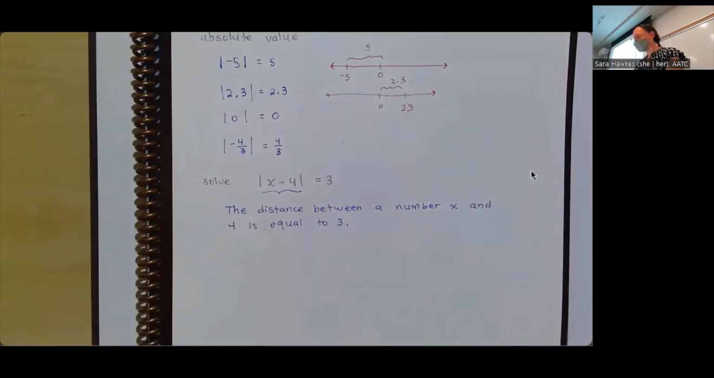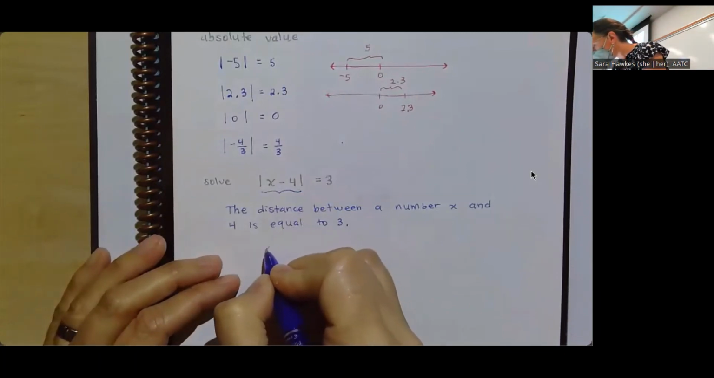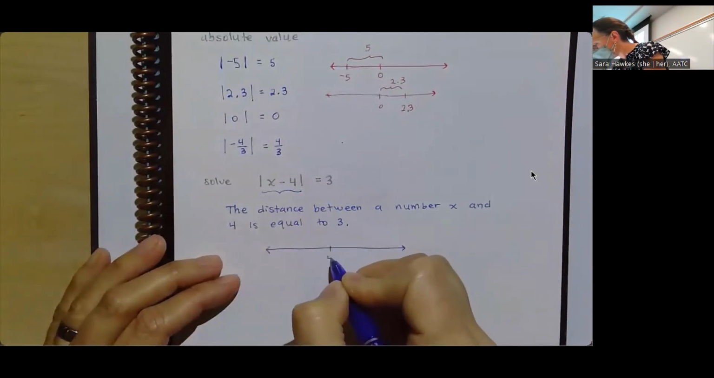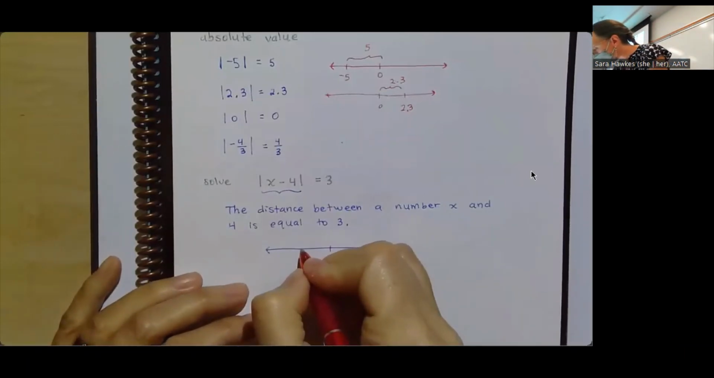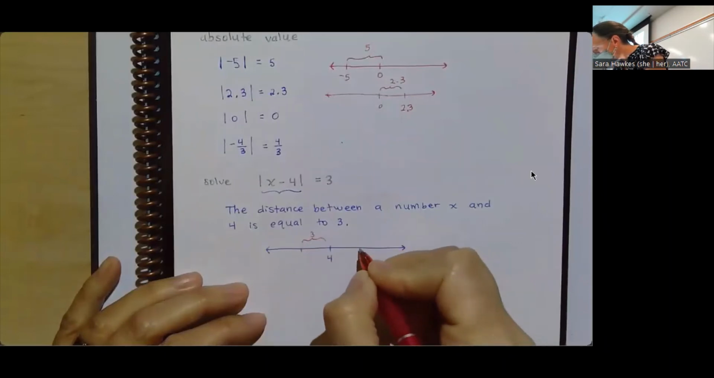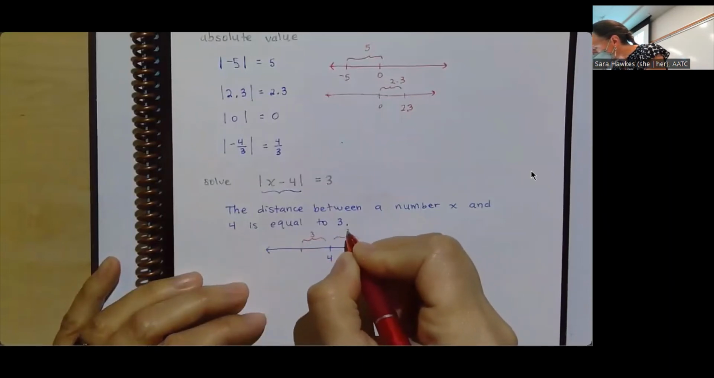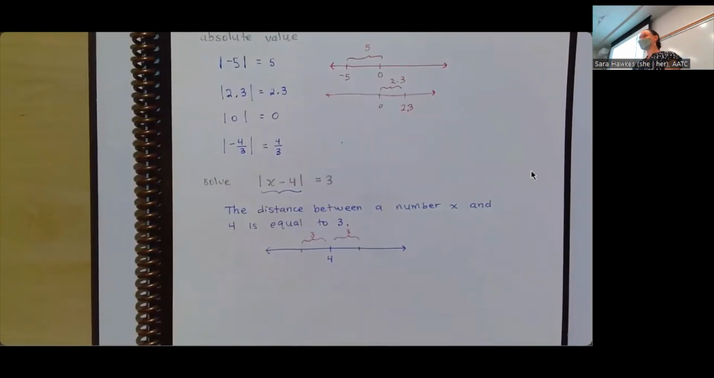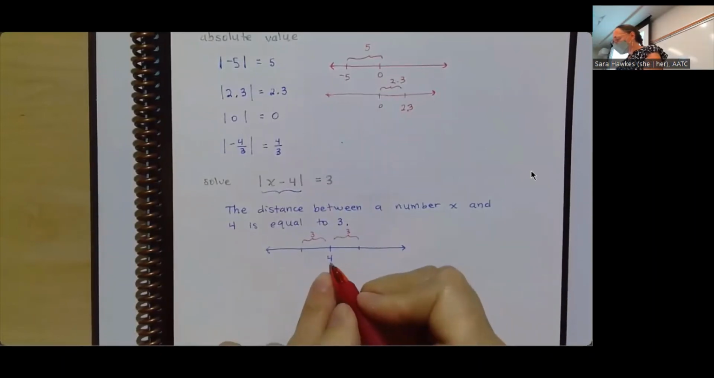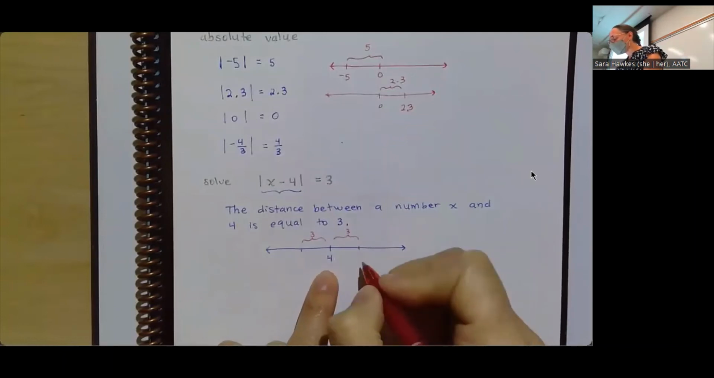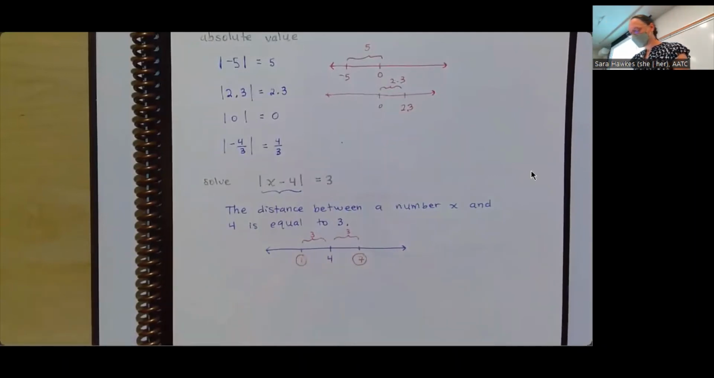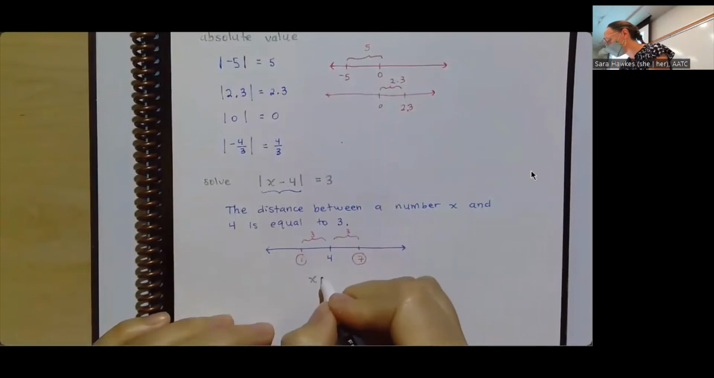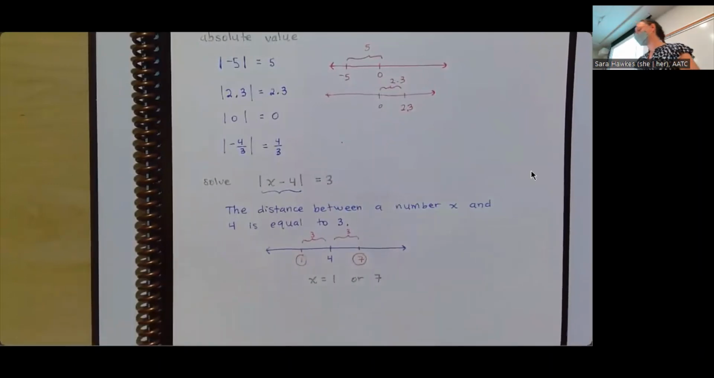And if I draw this out on the number line, here's 4. And that tells me that if I move 3 away from the 4, so either I come over here or I go over there, but x lives in one of those two spots. So if I went 3 up from 4, I'd be at 7. And if I went down 3 from 4, I'd be at 1. So that means that x is equal to 1 or 7.